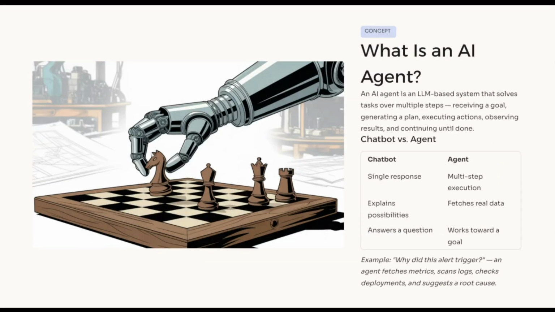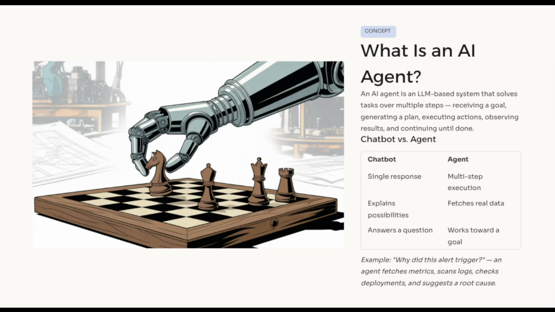What is an AI agent? An AI agent is an LLM-based system that solves tasks through multiple steps. It can receive a goal, create a plan, execute actions, observe results, update state, and continue. A typical architecture looks like this. User goal goes to the planner. The planner selects tools. The tool execution layer runs the tools. The system observes the results. Memory stores useful information. The controller loop decides the next step. Finally, the agent returns the final response.